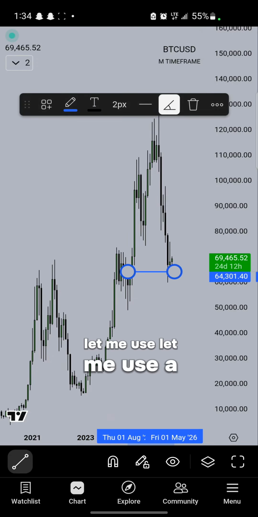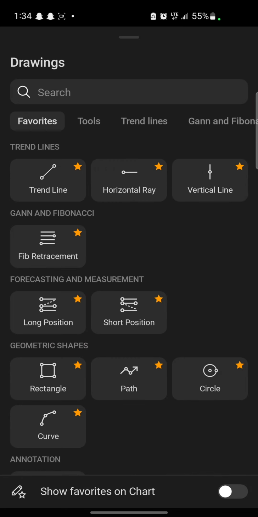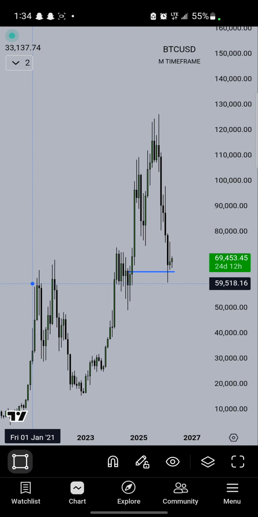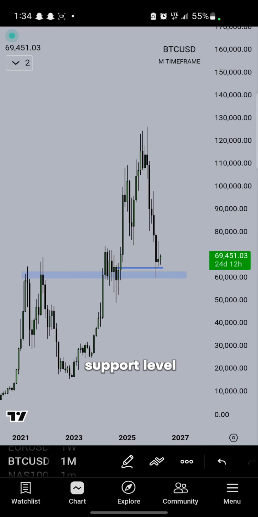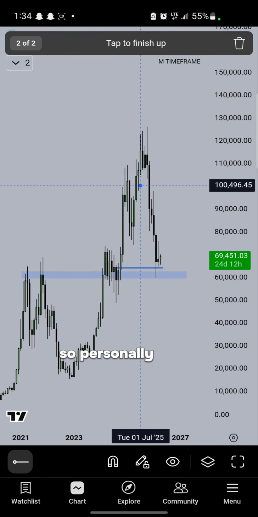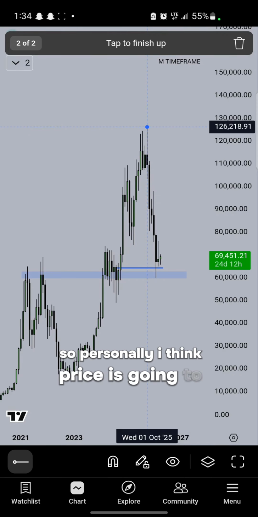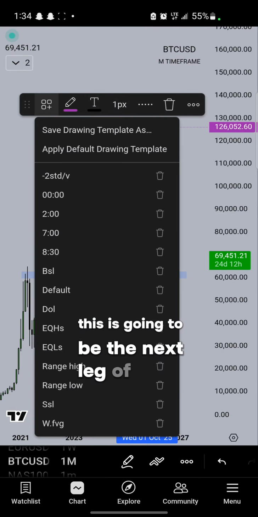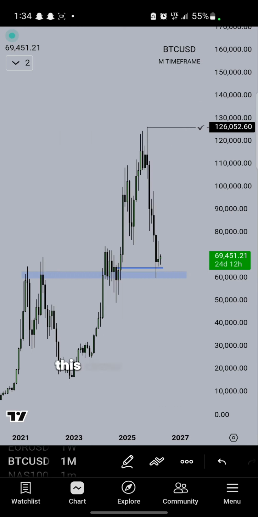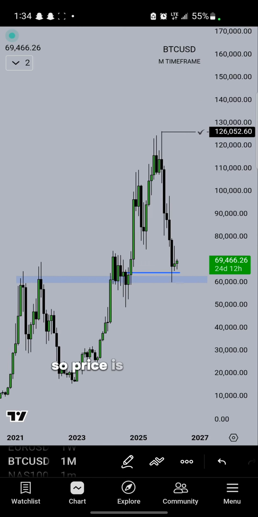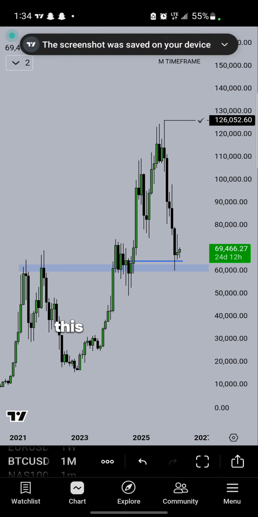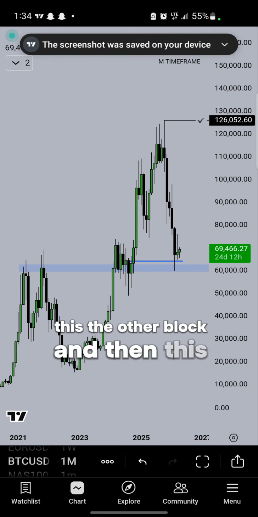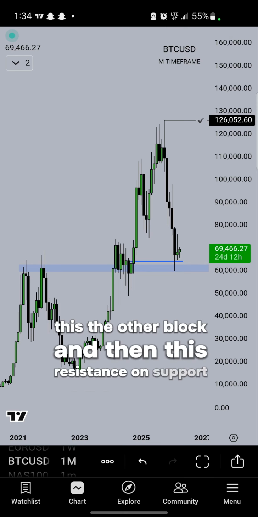Let me use a rectangle. You can see it's reacting off of the support level. Personally, I think this is going to be the next leg of price to get to this draw on liquidity above. So price is reacting off this order block, and then this resistance or support zone.